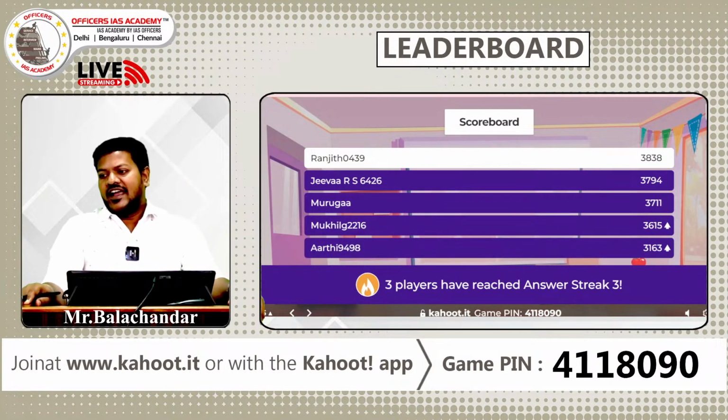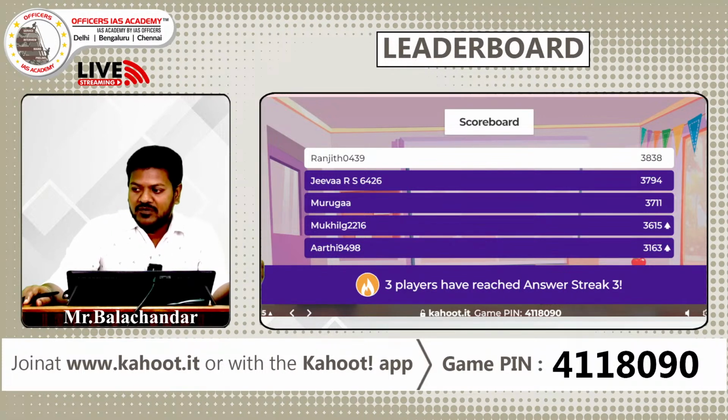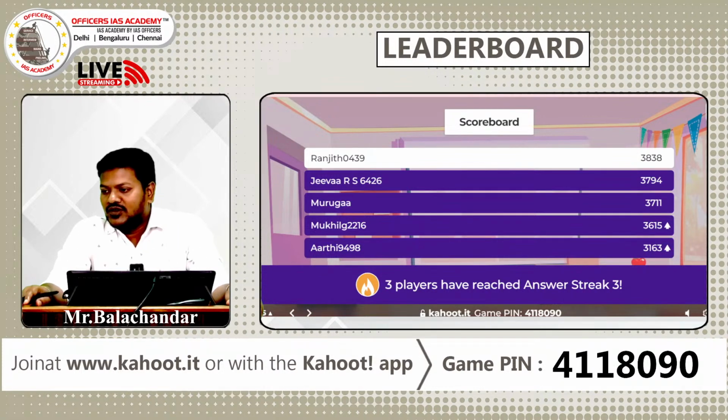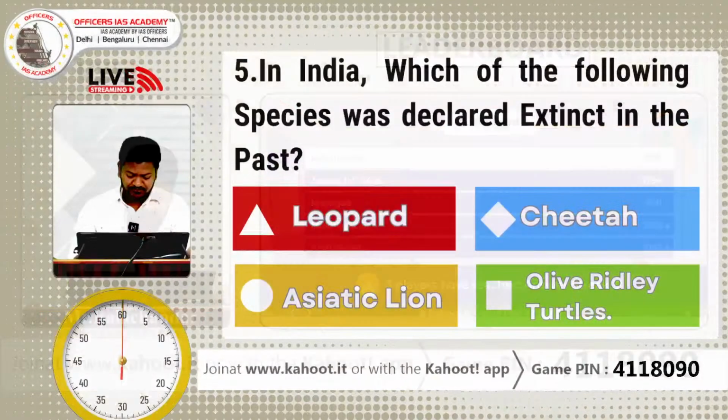So now we have Ranjit again topping the charts. Good going, Ranjit. And we have Jiva next, and we have Muruga, Mukil and Aarti. We see that Aarti is moving up places. Good going, guys. And we have three players who answered three questions straight. Well done, guys. So with that, we'll move to the next question.